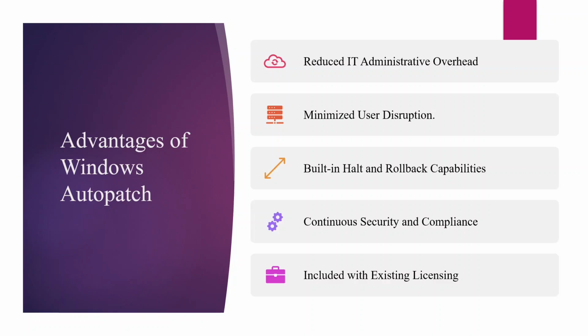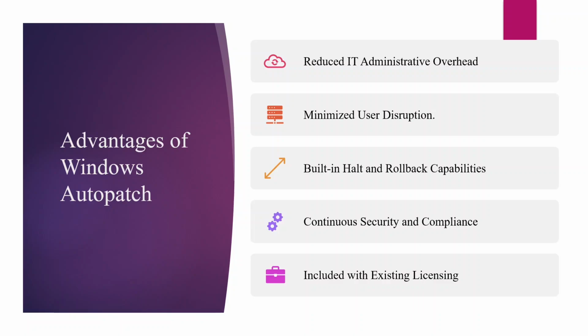Windows Autopatch also has built in halt and rollback capabilities. The service continuously monitors device health and update success rates. If a patch causes widespread issues, the service automatically pauses the deployment and rolls back devices to previous configuration.